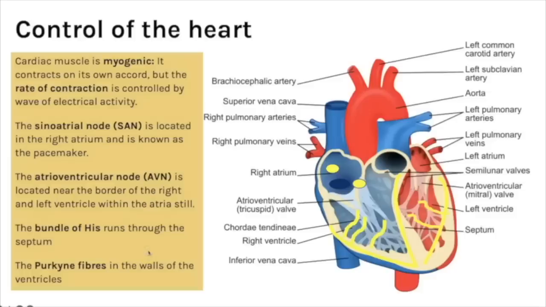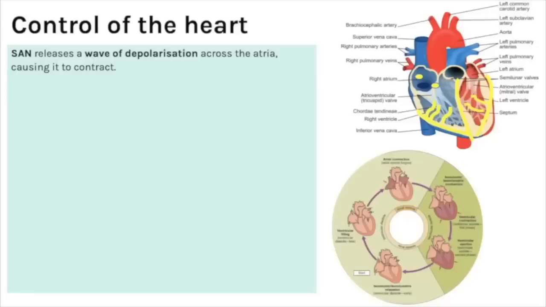Now, how those all work together to control the heart rate is linked to what you would have learnt in topic 3 when you did the cardiac cycle. So when you learnt about atrial systole and atrial diastole, or diastole and systole, people say it differently.